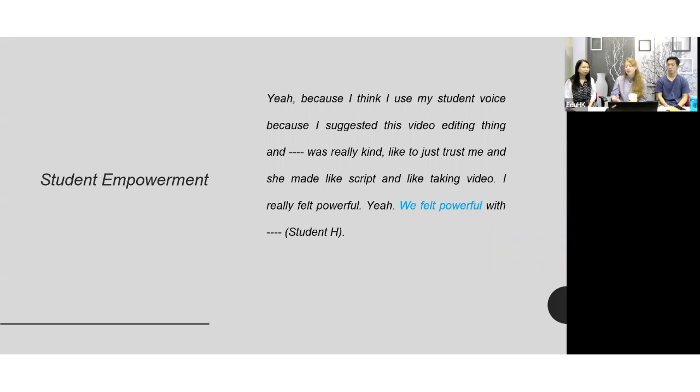But student H made a suggestion to her group mates, and she felt like her group mate trusted her enough that they took on board the suggestion, and that made her feel powerful. And I think that's probably, what more do you want from your students but to feel a sense of power in the classroom, and within their peer group and within the classroom environment.